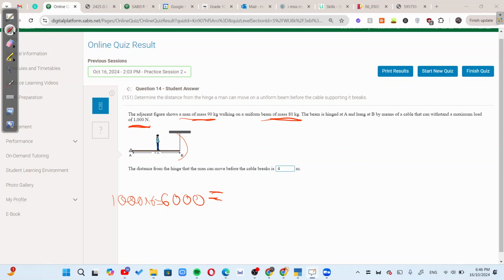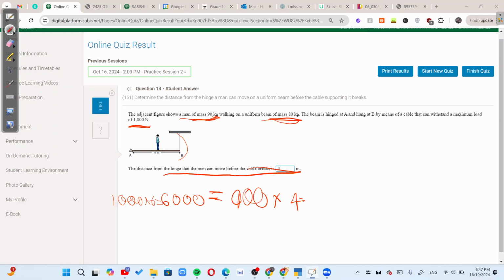So it's equal to your 90 kilogram man's weight. 90 times 10 is 900, because of gravitational acceleration for weight. 900 times the distance. We don't know the distance yet. We want to find the distance that he can move before he breaks the cable. So times x, which is the distance he can move, plus, it's meant to be plus. Sorry about that.